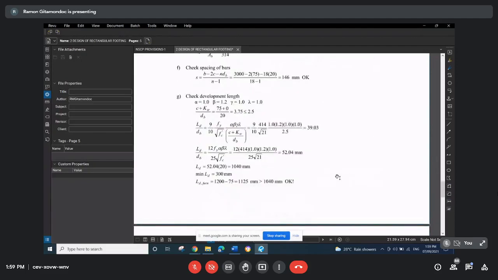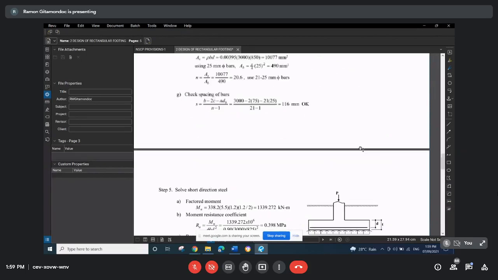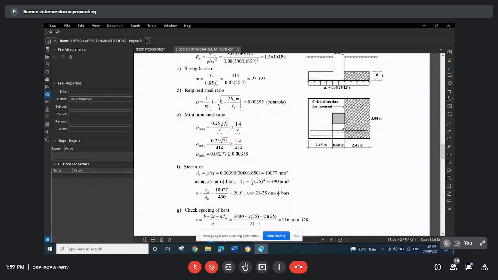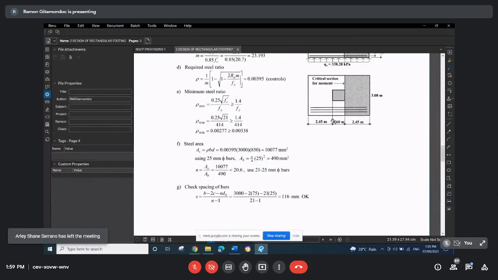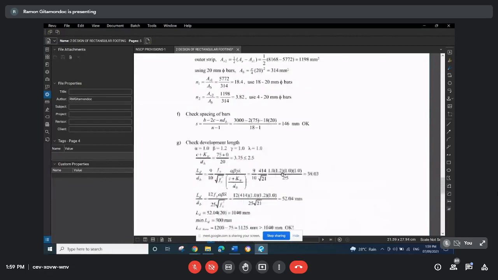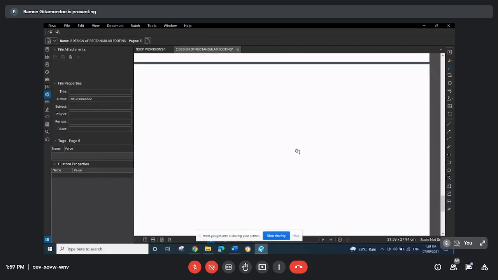Now we check for development length. If you look at the plan view, which is more critical as to development length, in the long direction steel, you have a longer embedment for the rebar. But since these are different bar diameters, we just compute in both directions. I've already introduced to you the development length formulas, so the same formulas are applied here.